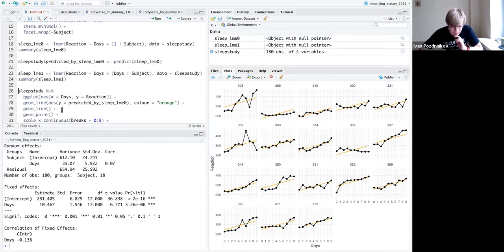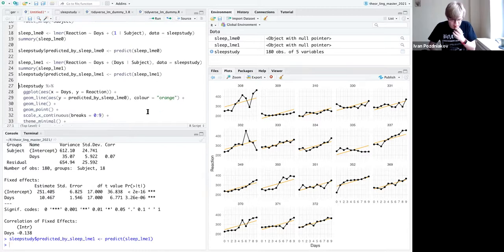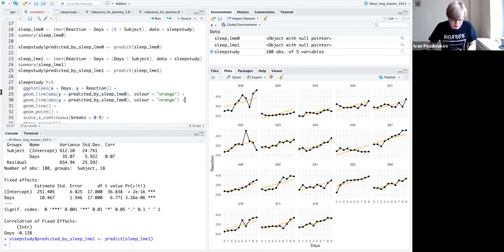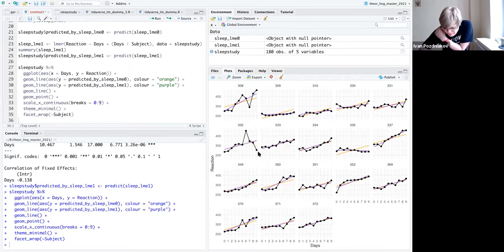Okay, and now let's see what we'll have if we plot these new lines that we fitted with this more complicated model. So just change here to 1, 1, right? And also let's add another line here, but it will not be orange, let's say purple. And let's have a look. So do you see the difference? Now you have purple lines for the more complicated model.